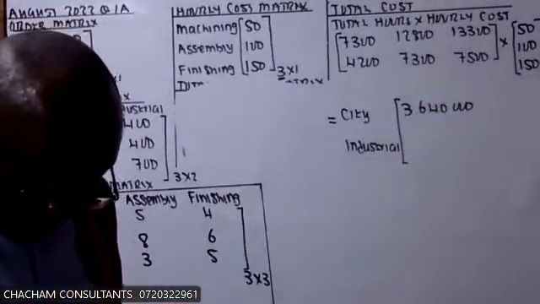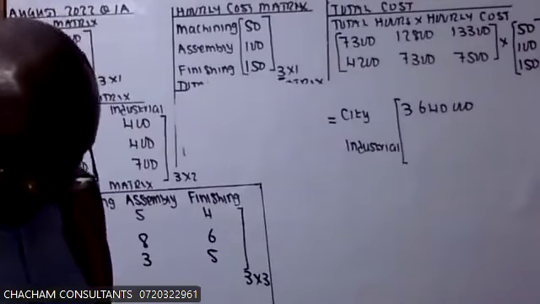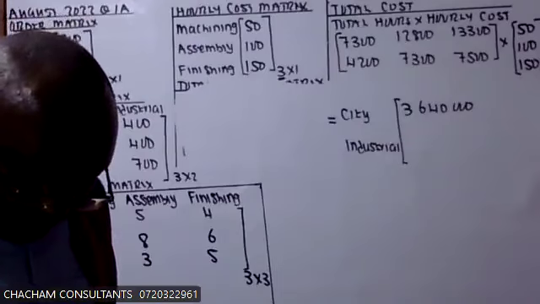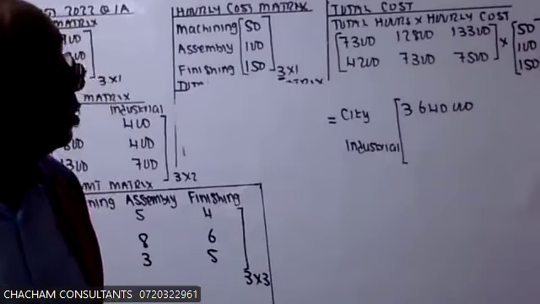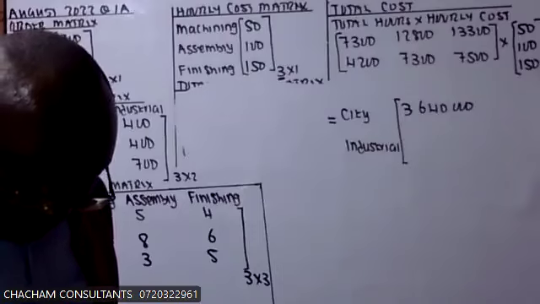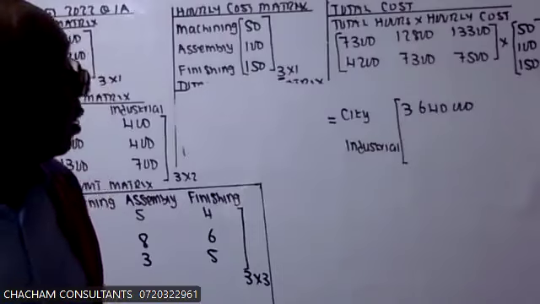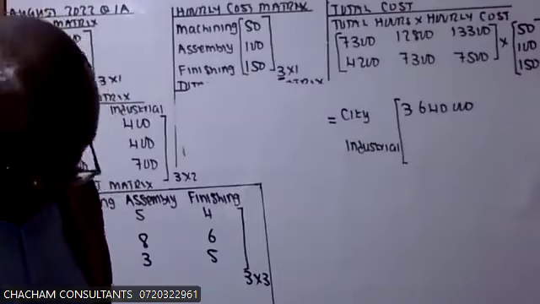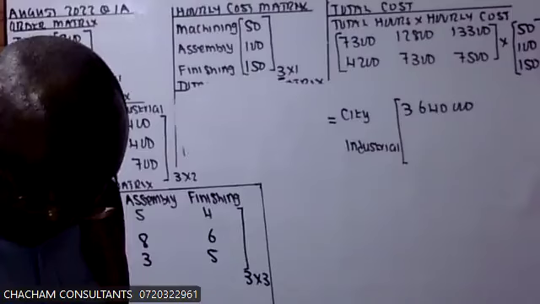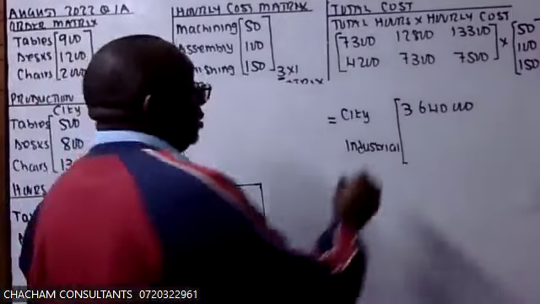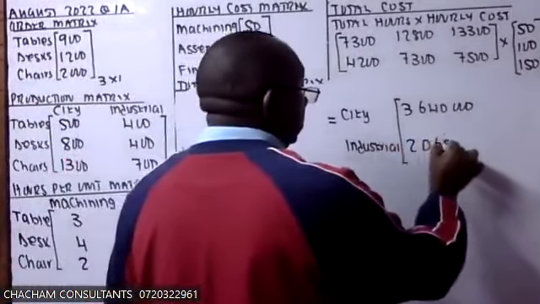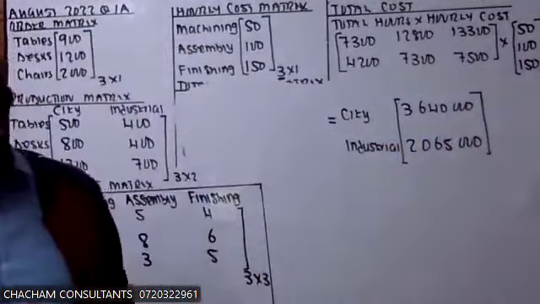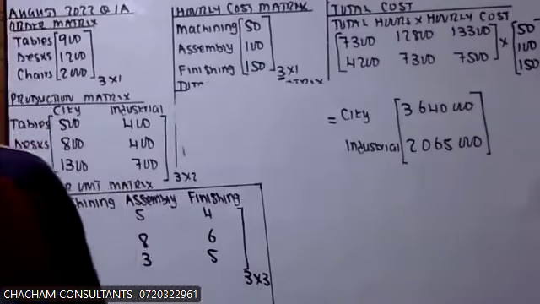Then 4,200 times 50 plus 7,300 times 100 plus 7,500 times 150. 2065. So that is the cost that is incurred in each branch.